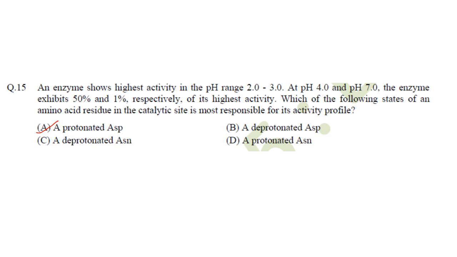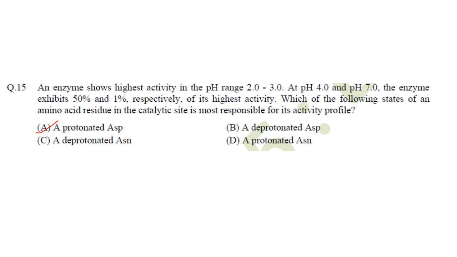Then next one. An enzyme shows highest activity in the pH range 2 to 3. At pH 4 and pH 7, the enzyme exhibits 50% and 1% respectively of its highest activity. Which of the following states of an amino acid residue in the catalytic site is most responsible for its activity profile? So the enzyme's activity profile shows that it is active at low pH, whereas it loses its activity as the pH increases. This indicates that the enzyme requires a protonated amino acid residue in its catalytic site.